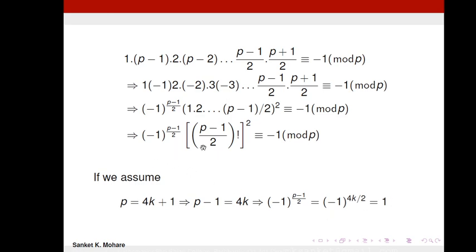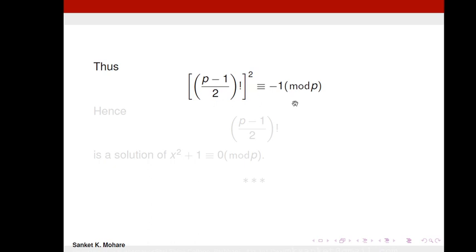So this implies ((p−1)/2)! squared is congruent to −1 modulo p. We reached this step. So if we shift −1 to this side, what do we obtain? ((p−1)/2)! squared plus 1 is congruent to 0 modulo p. Comparing this with x² + 1 ≡ 0 (mod p), we reach x = ((p−1)/2)! is a solution. Hence ((p−1)/2)! is a solution of x² + 1 ≡ 0 modulo p.